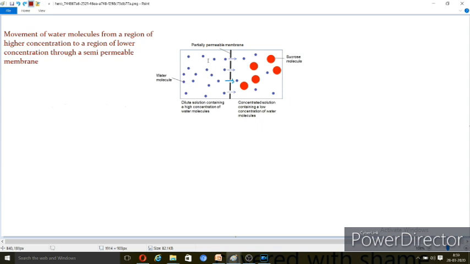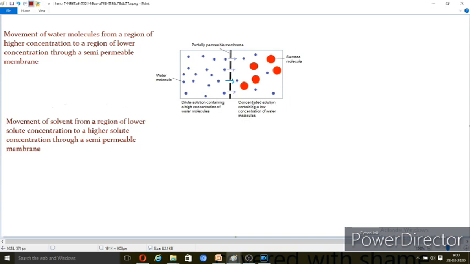That means we are defining it with the help of water here. In which part is there more water? The water concentration is high here, and the water concentration is lower here. So as a result the higher water concentration moves towards the lower water concentration. And another definition we can also make: the movement of solvent from a region of lower solute concentration to a higher solute concentration.